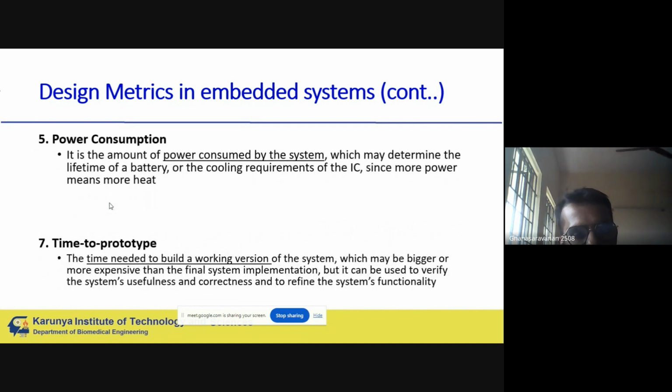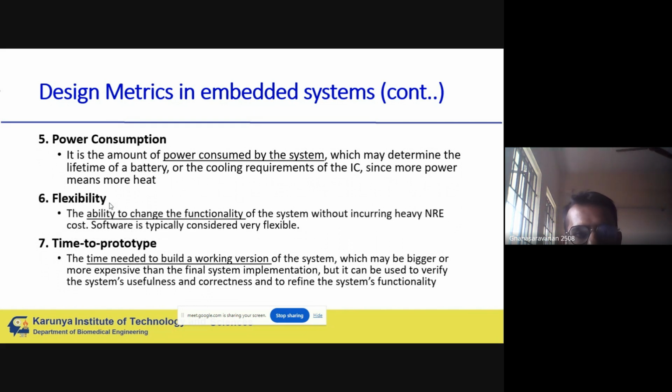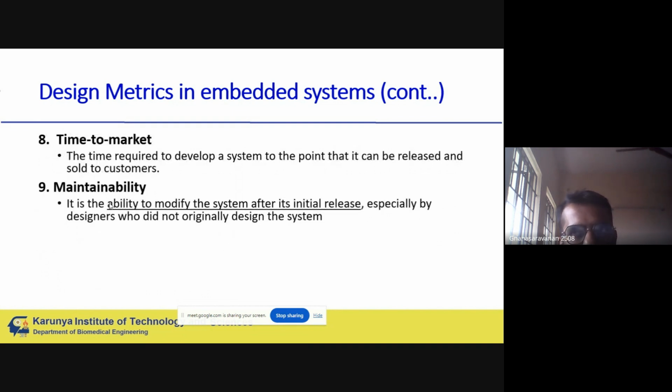Then the 5th metric is power consumption, then flexibility, then time to prototype. Flexibility is also an important feature: whether the system design is flexible for future upgrades or modifications based upon the comments or the troubles faced after launching the product. All these come under flexibility. Then time to prototype, and time to market. These are very important parameters which play a role in the success of an embedded design.